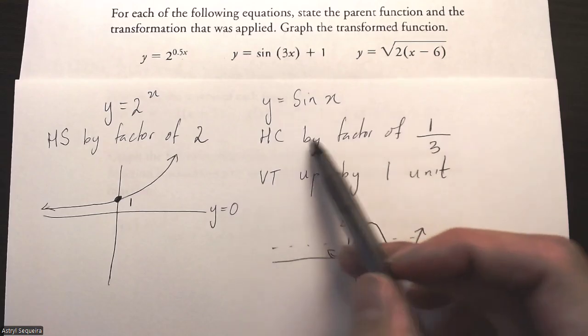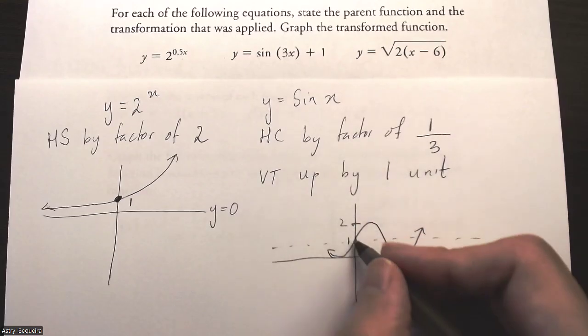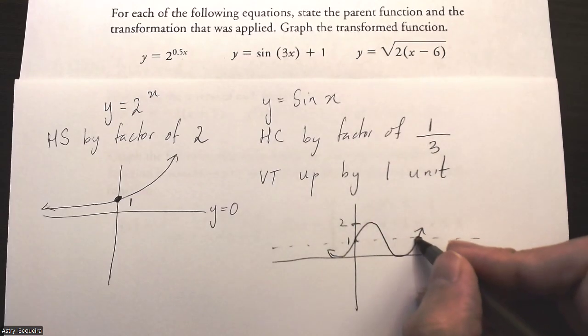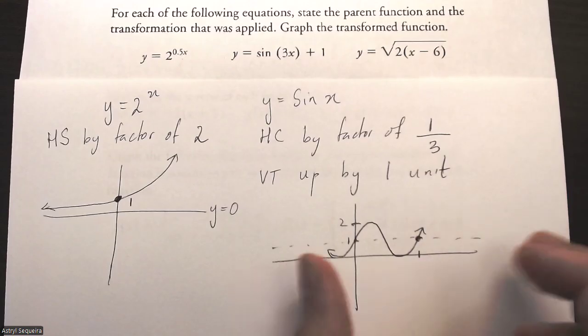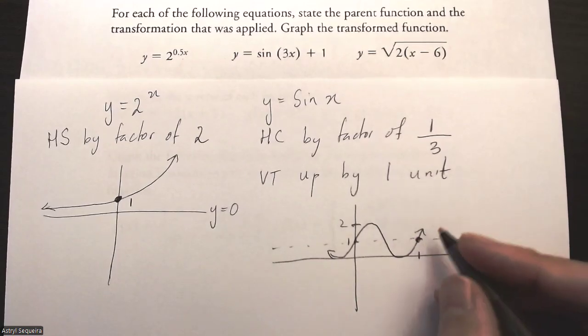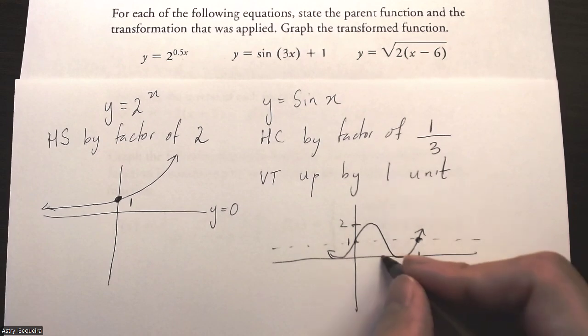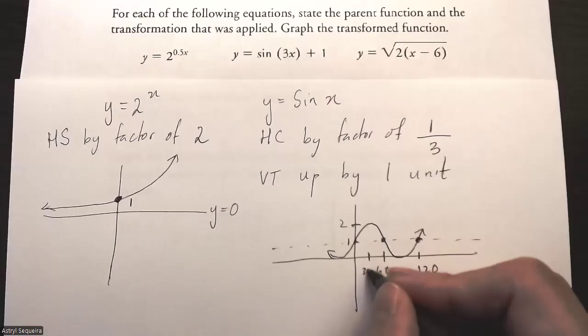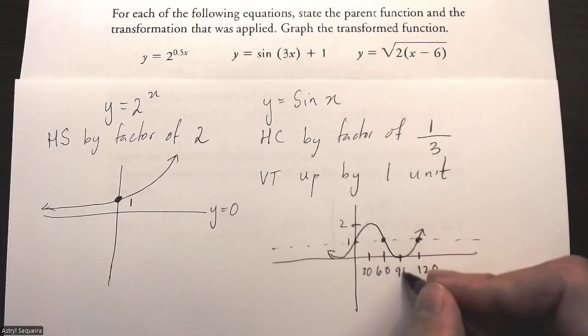Then it's a horizontal compression by a factor of 1/3. So normally one wave, normally this over here is 360, but it's compressed by 1/3, which means that this over here is 120, which means this is 60, means this is 30, and this is 90.